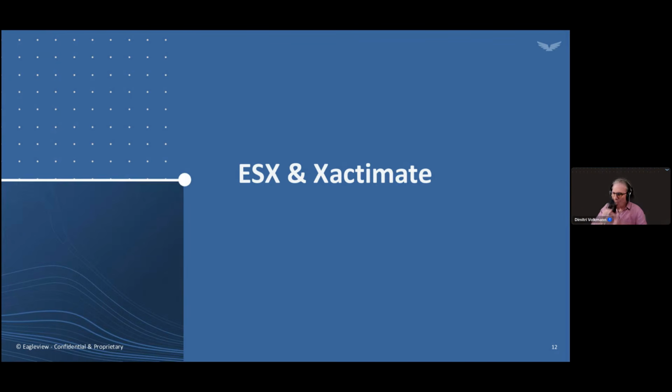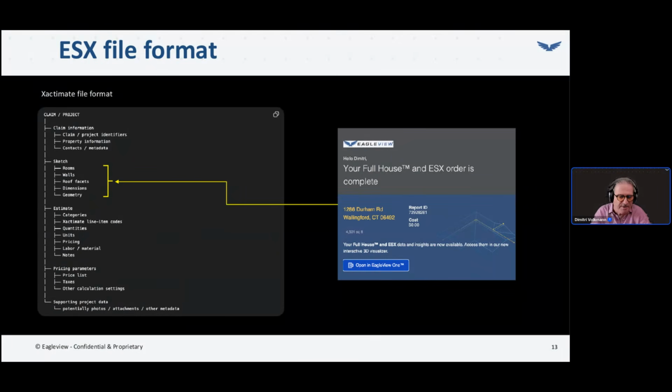Now, moving on into ESX. Most of you are probably very familiar with what ESX is. ESX is a specific file format for the application Xactimate by Verisk. And you have a representation on the left side of all the information that an ESX file contains. You can see that within this ESX file, there's a section called Sketch. This section is about rooms, walls, roof, facets, dimensions. And this is typically the section for which you can feed this information from a report from Eagleview.